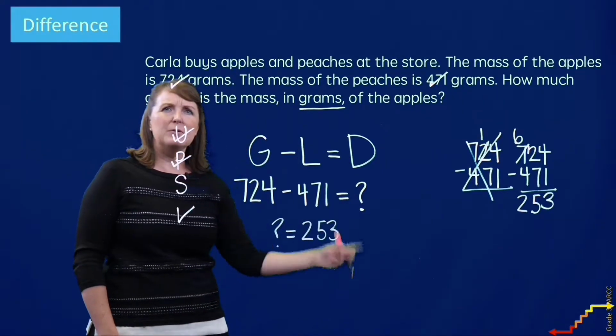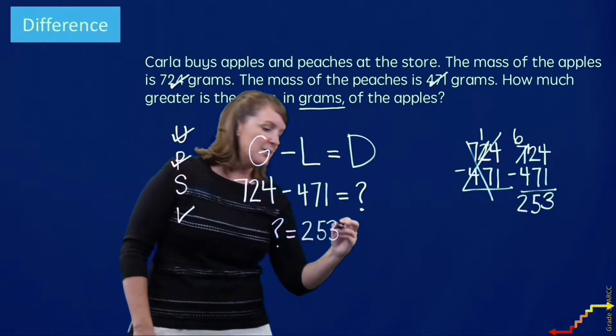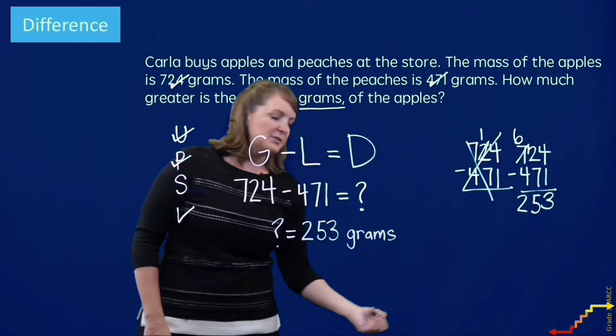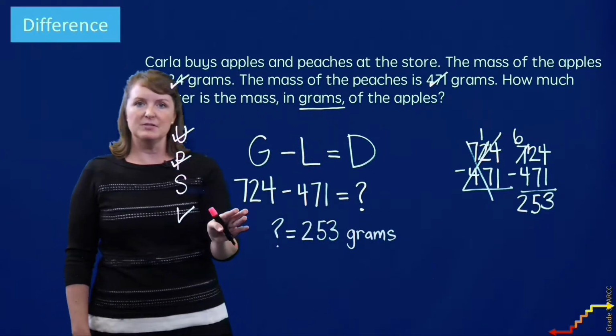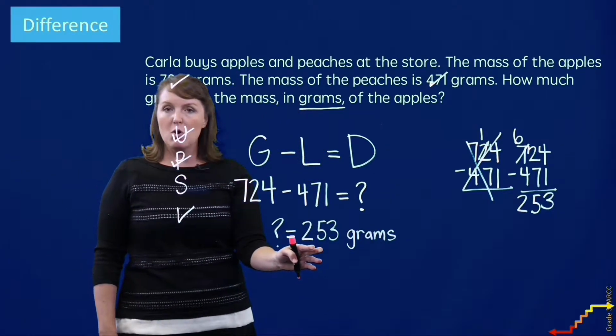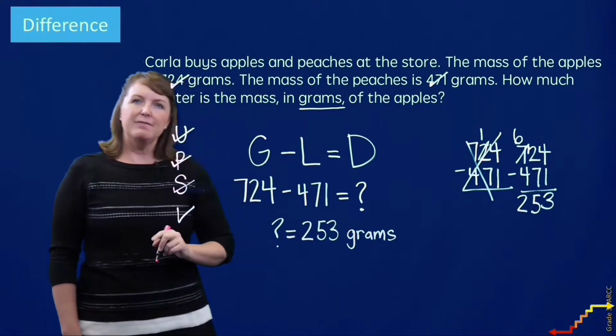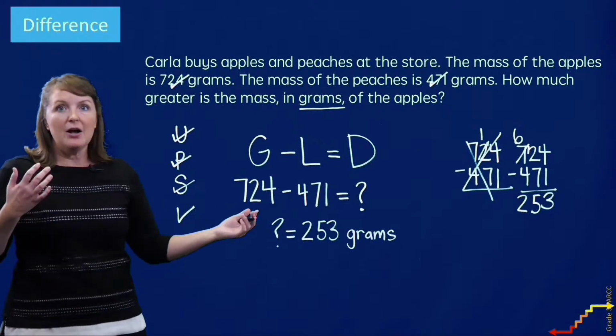And what would be a good label for that? We're talking about grams. I underlined that earlier, coming back to it now. And so I solved that the apples weigh 253 more grams than the peaches. So we solved the problem. Now finally, we want to check our work. How can we check our work?